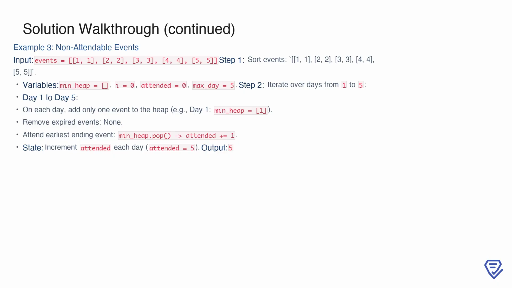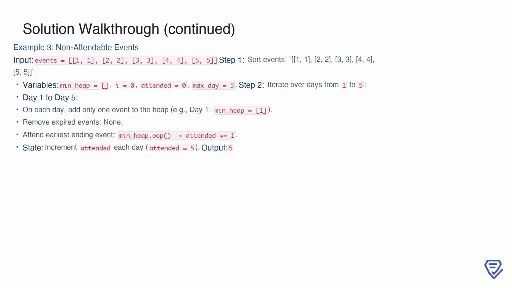Over the course of days 1 to 5, each day presents a single event that starts and ends on the same day. On each day, we add the event starting on that day to the heap, resulting in the heap containing only one event per day. Since no events expire, we attend the single event in the heap, popping it and incrementing attended by 1 each day. By the end of day 5, attended reaches 5, reflecting that all 5 events have been attended. The output is therefore 5.